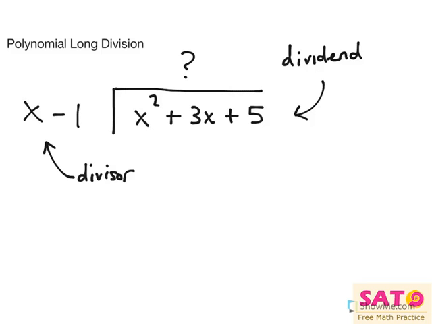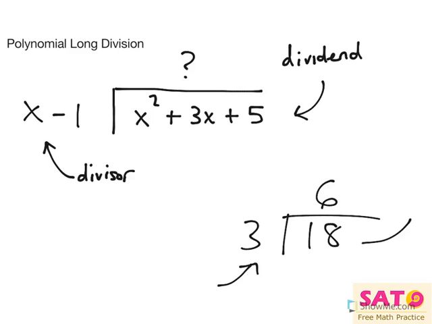Hey there! Let's talk about polynomial long division, which is the same thing as your normal division. Let's say 18 divided by 3 is 6. It's the same concept except there are now x's. Just like this, the 3 would be our divisor, the 18 would be our dividend, and this question mark would be our 6, which is the quotient.